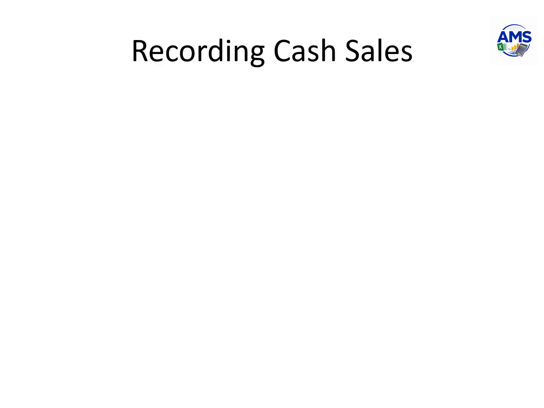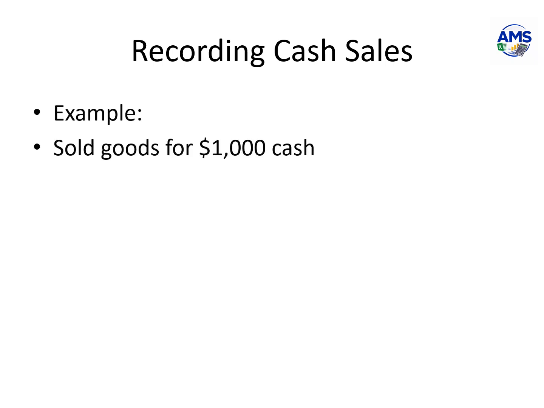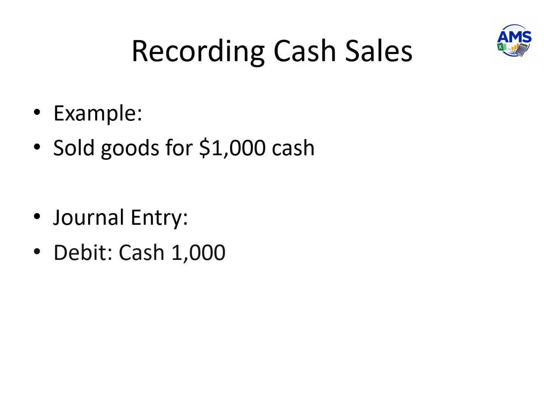Let's look at how to record cash sales. A business sells goods for $1,000 cash. What happens? The business has received cash, so revenue increases. Let's look at the journal entry. We debit cash by 1,000 and we credit sales by 1,000.